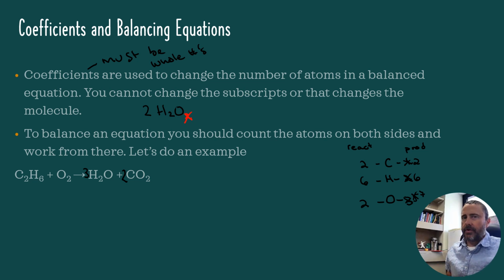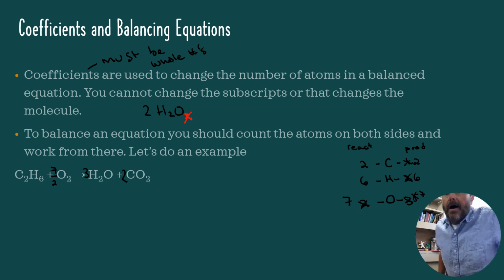So I'm going to do a trick, and I'm going to put in a fraction. And you can say, wait, you just said that it has to be whole numbers. That's okay, we're going to get to that. We're going to try to balance this. How I can balance this is by putting in the fraction of 7 halves of an oxygen there, because 7 halves times 2 is 7. So this becomes balanced. All right.